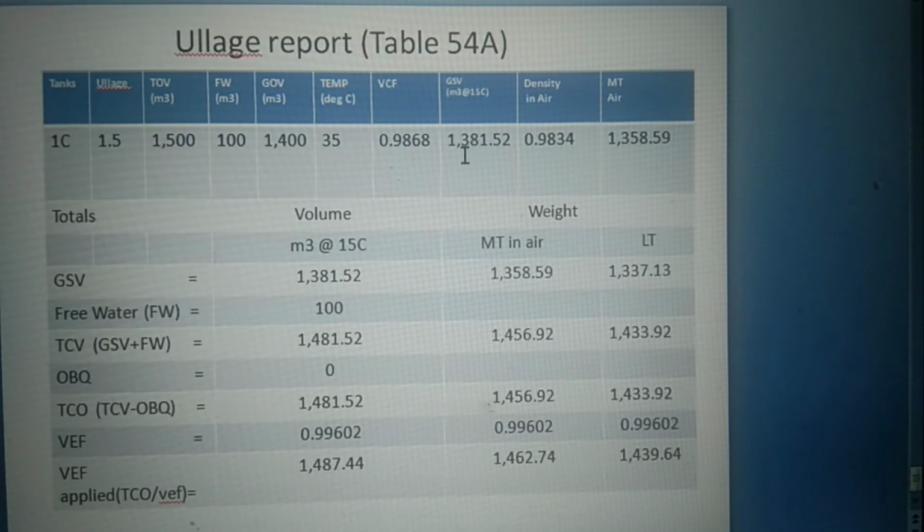So 1381.52 times 0.9834 is equal to 1358.59 metric ton in air. Okay guys, do you follow guys?